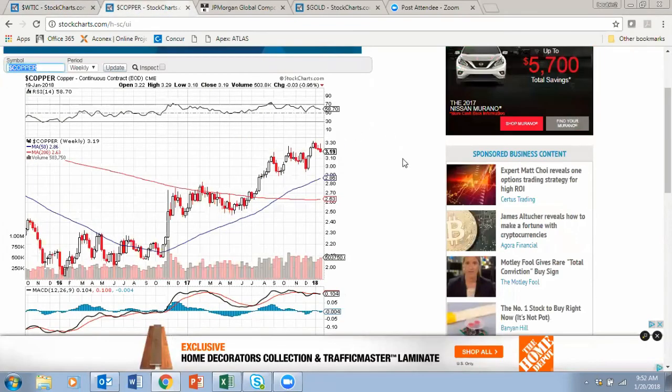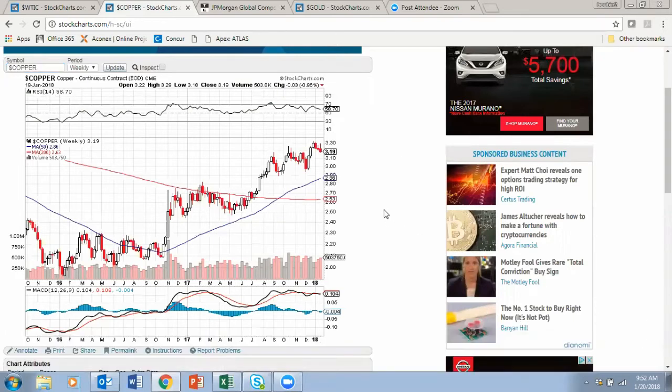Copper the same way. I mean, copper, they call it Dr. Copper. Why do they call it Dr. Copper? Because copper is used in so many different industrial activities and so many components of manufacturing that when you see the copper price moving higher, it coincides with, like I showed you earlier, the Purchasing Managers Index and some other things that we follow. You can see that this is consistent with the economy expanding.